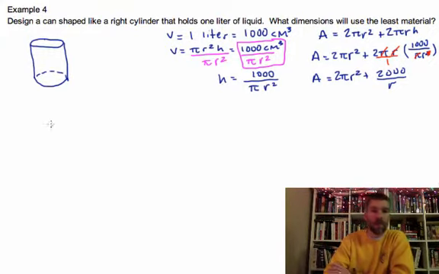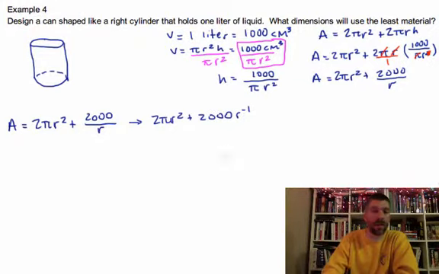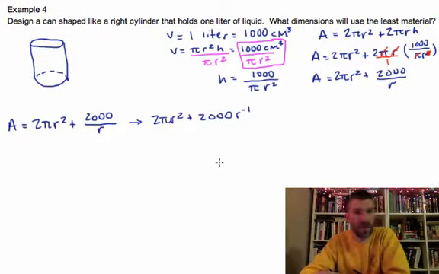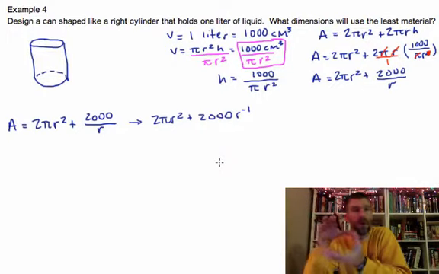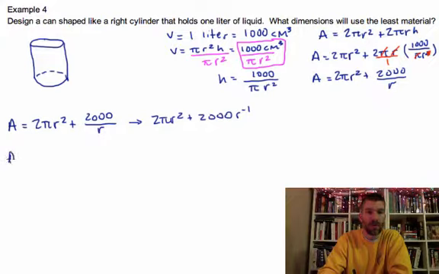So what can we do here? I'm going to rewrite this equation that we're working with over here. This is my surface area equation: 2 pi r squared plus 2,000 over r. Or it might be easier on this problem to think of it this way: 2 pi r squared plus 2,000 times r to the -1. Because, why? We're going to have to take a derivative. Why? Because we want to minimize the amount of material used on our surface area. Okay? And so I'm going to go ahead and take the derivative of this guy.